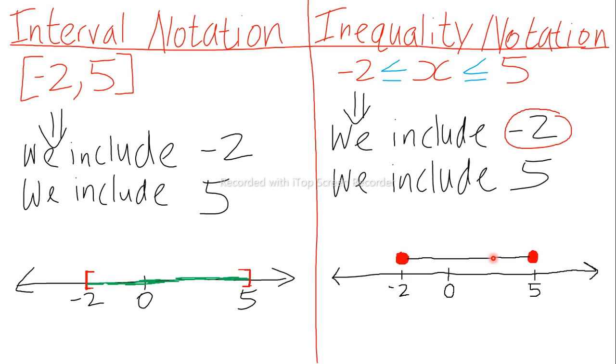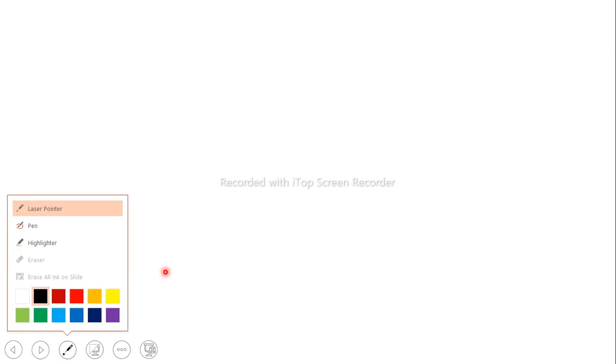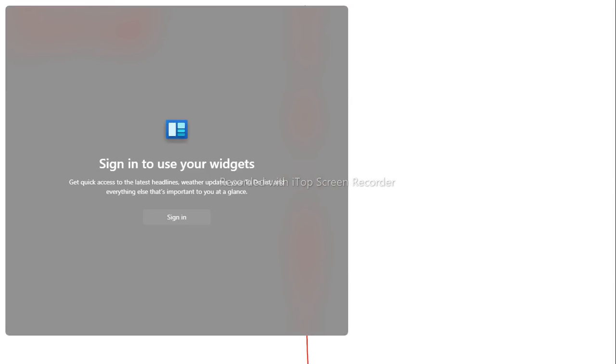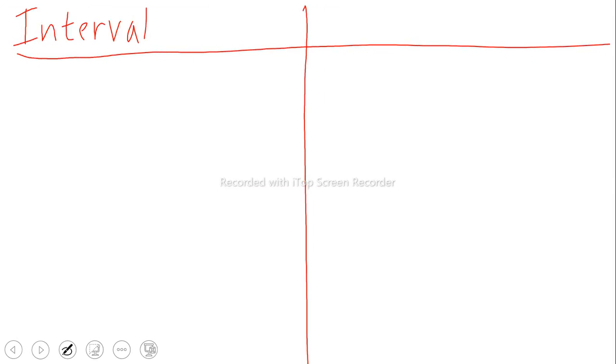Let's consider another one. Alright, so we're going to separate our screen again into two sides: interval notation, and also inequality notation.